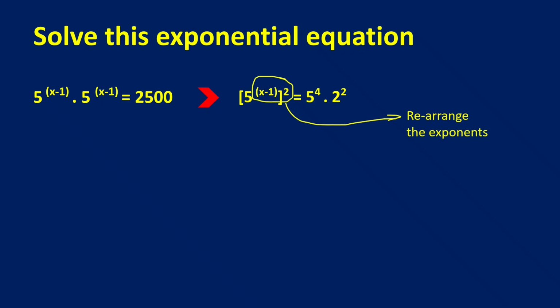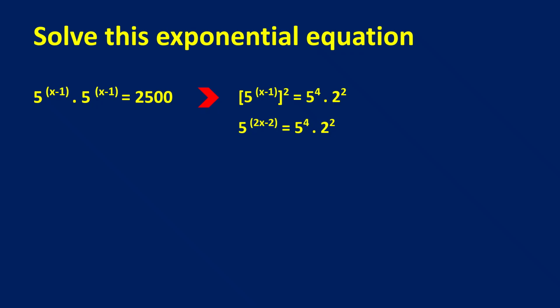Next, we need to rewrite the exponents on the left-hand side of the equation. And as you recall, a to the power of b in a quadratic form is equal to a to the power of 2 times b. There you go. We have rearranged the left-hand side of the equation.